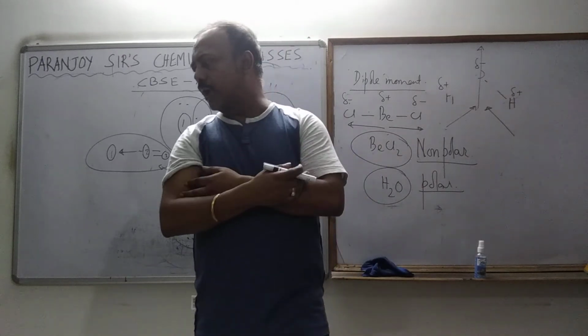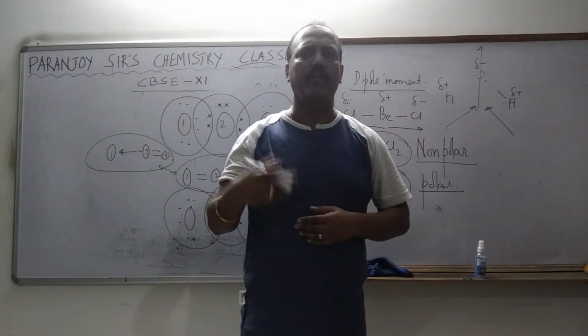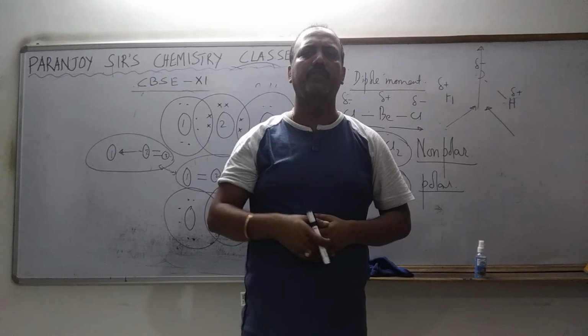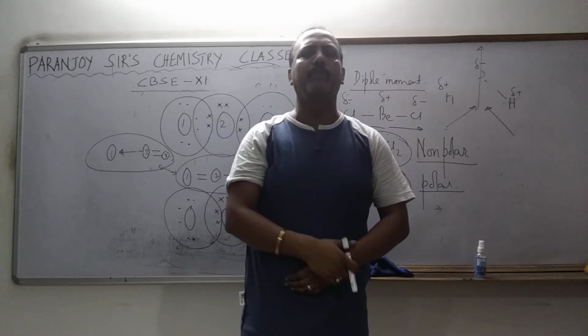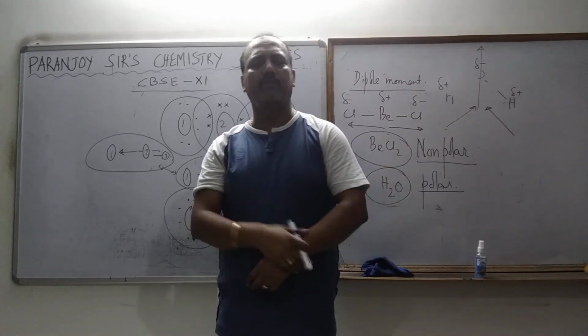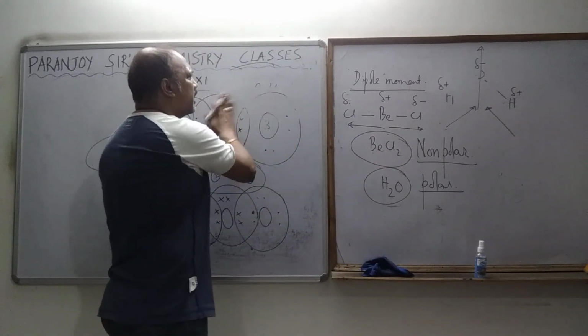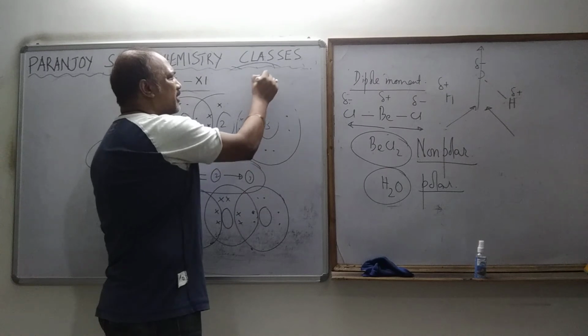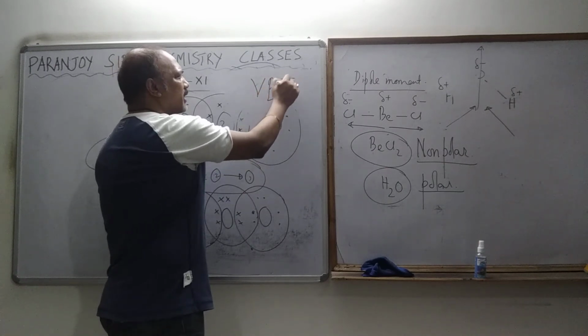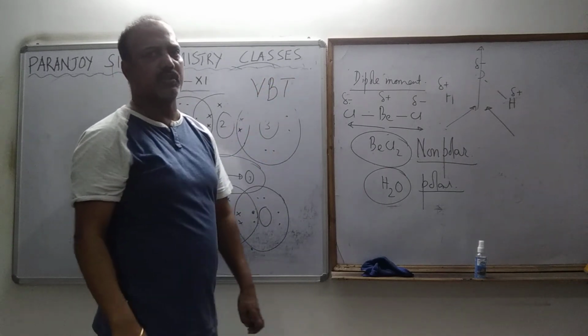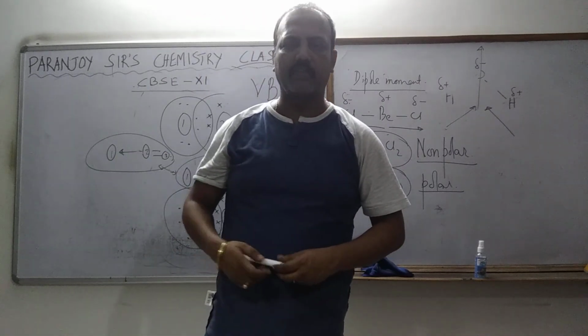Very good. So we are going to do the next theory, which actually tries to overcome the limitations of the valence shell electron pair repulsion theory. It is called valence bond theory. We write it as VBT, valence bond theory, which we are going to do in the next class.